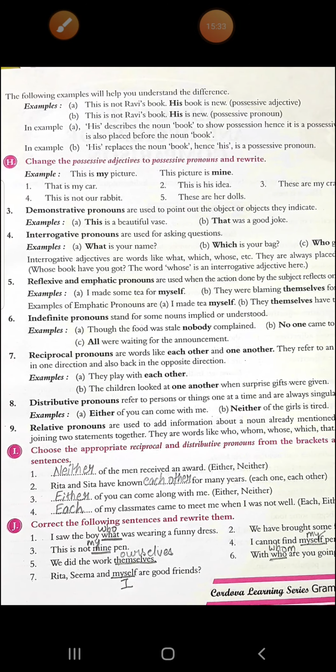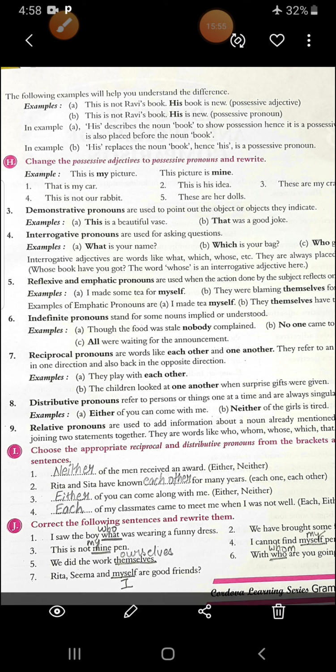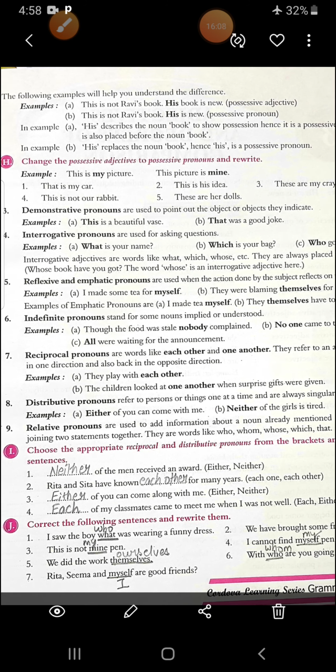If I'm saying this is not Ravi's book, his book is new, can you see the noun is still there and his is used before the noun book? So it is a possessive adjective. But when I'm saying this is not Ravi's book, this is his, it has totally replaced the noun word book. Can you see this? So in this way, this is a possessive pronoun. It is just replacing the noun, and here the noun is book.